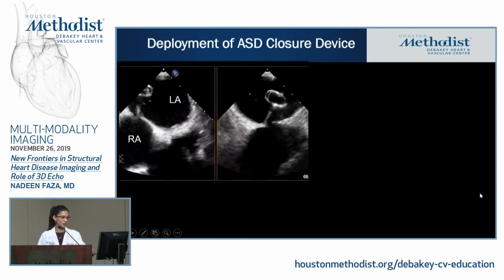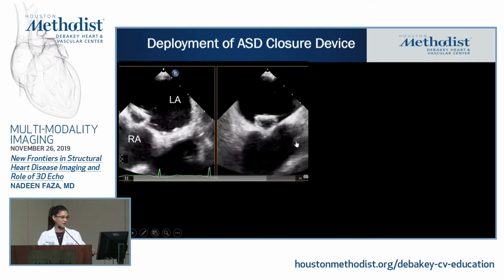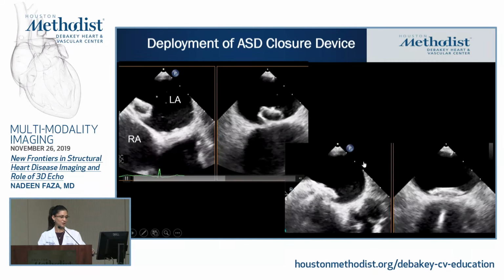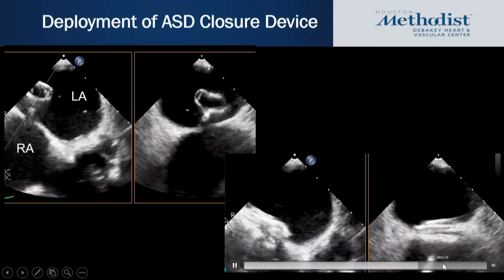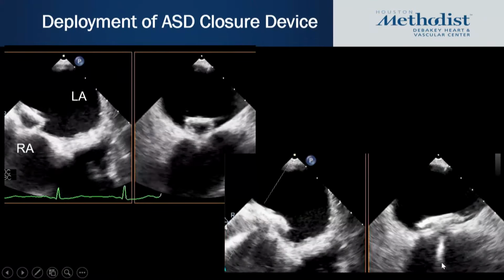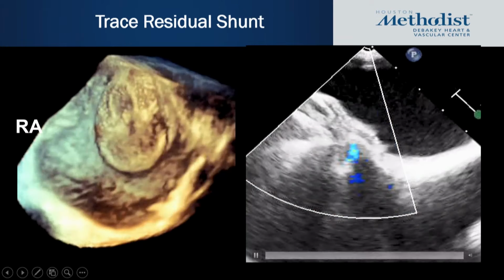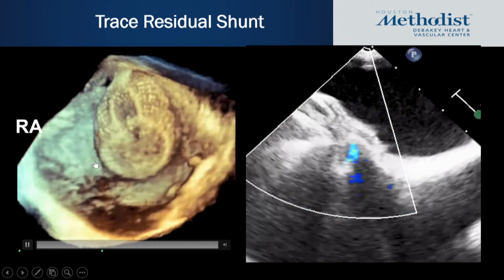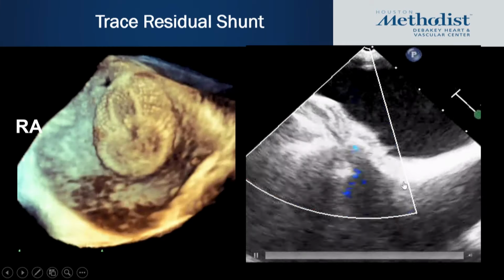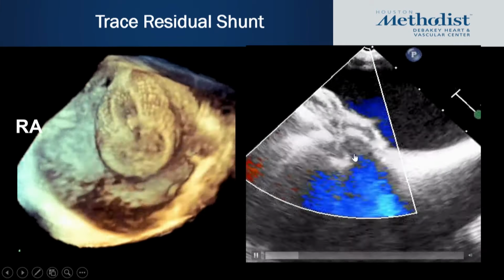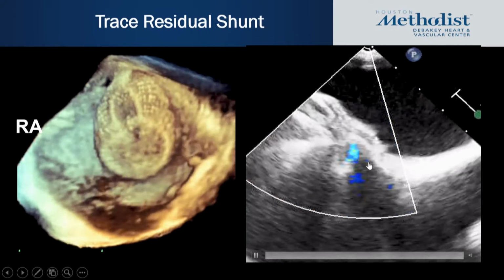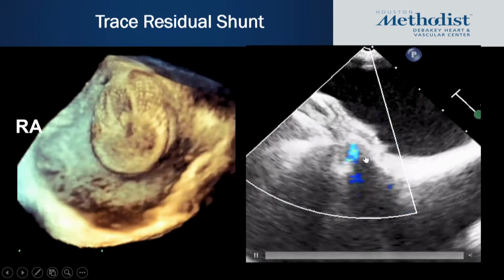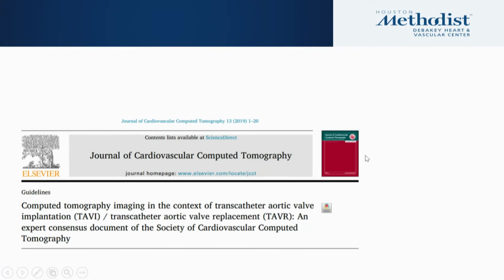So in that case, we used one of the Implanzer devices. You see the deployment of the atrial disc, followed by the deployment of the ventricular disc. You do a tug test, make sure it's stable. And again, this is a 3D image of the closure device in the RA. You apply color, and there's only trace residual shunting. The oxygenation improved. The patient did well, and there were no issues.